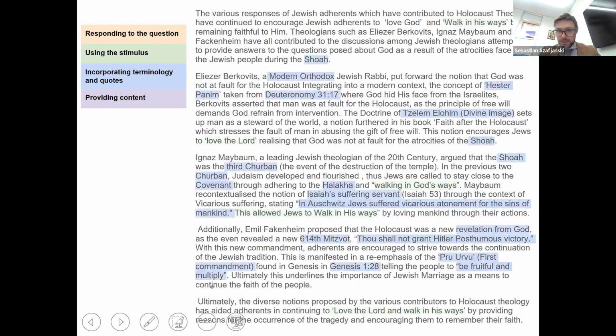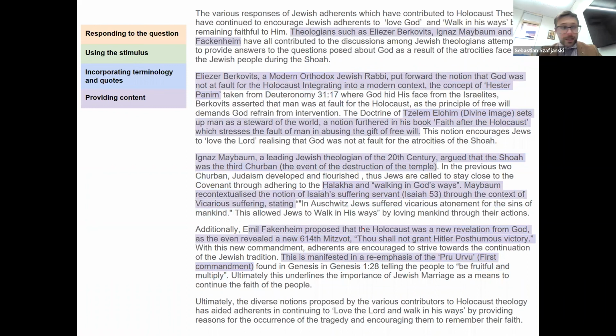If we move on to our next section, you see that there's a lot of terminology used. You've got the Shoah, you've got Hester Panim, even things like modern Orthodox, you're using the variants, Tselem Elohim, but then also we've got quotes. Genesis 1:28, be fruitful and multiply. Jews shall not grant Hitler posthumous victory. Isaiah 53, Deuteronomy, Hester Panim. We're moving through. We're not only giving terminology, but we're giving quotes, and we're using quotes outside of the context of just the scriptures. And then finally, are we providing content? We're providing that idea of Berkovitz, Maybaum, and Fackenheim.